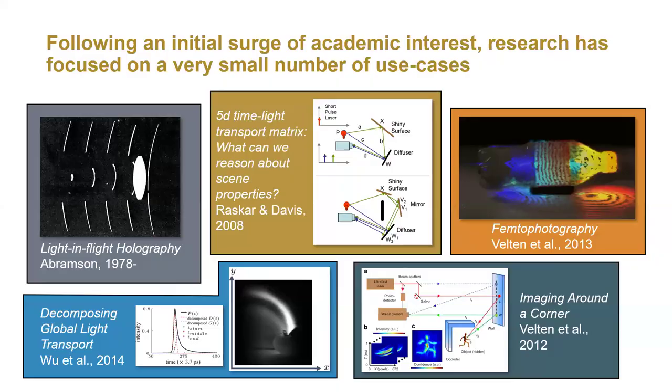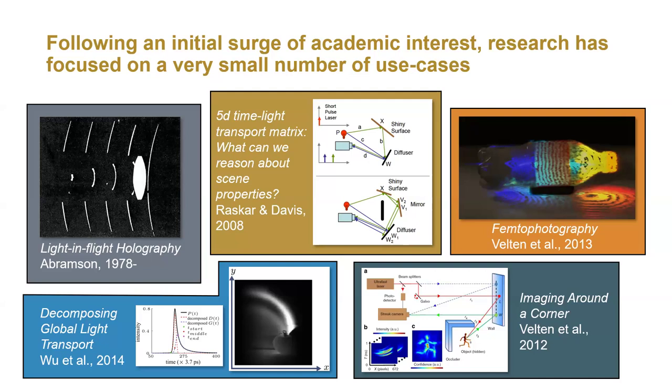There has been some prior work in time of flight photography. The first wave of interest was started by a guy named Nils Abramson, who showed that you could record videos of light in flight on holograms. And then the second wave of interest was started in the research group of my PhD advisor, Ramesh Raskar, at the MIT Media Lab. Notably, in their paper on femtophotography, they showed that you could implement a time of flight camera with a femtosecond pulse laser and a device called a streak camera.